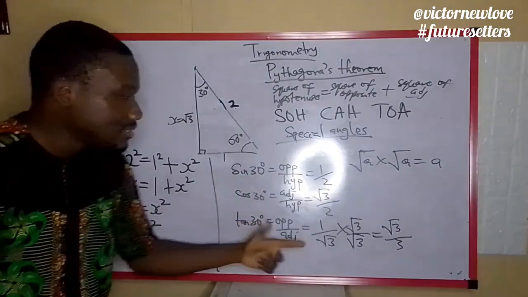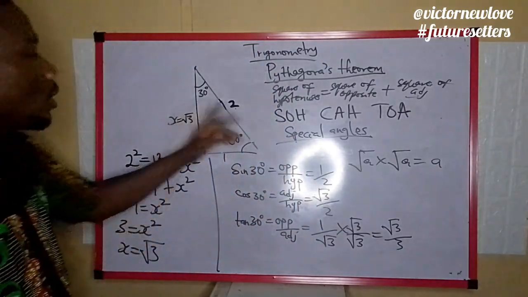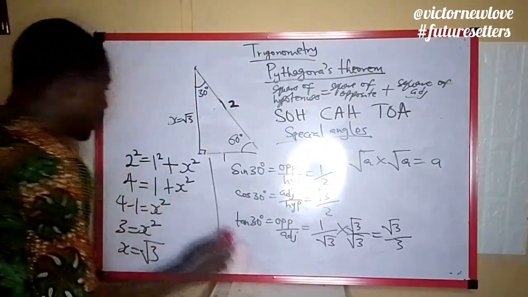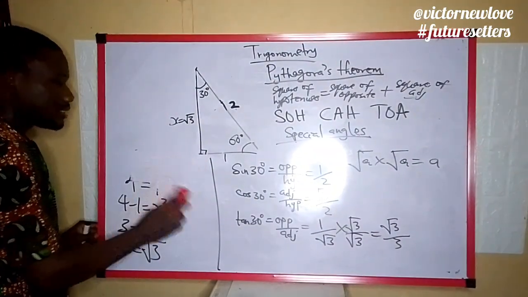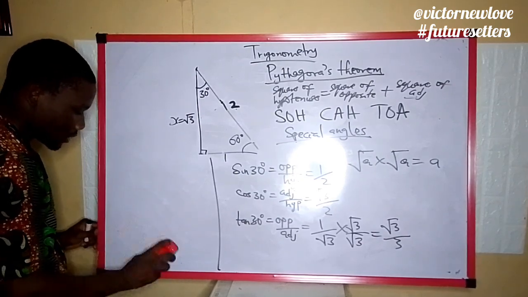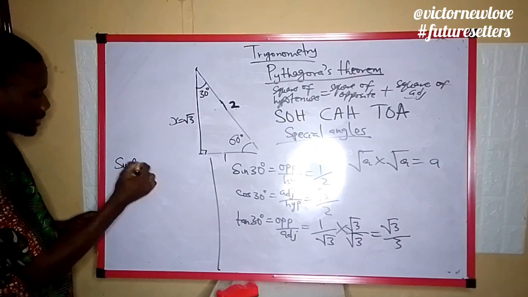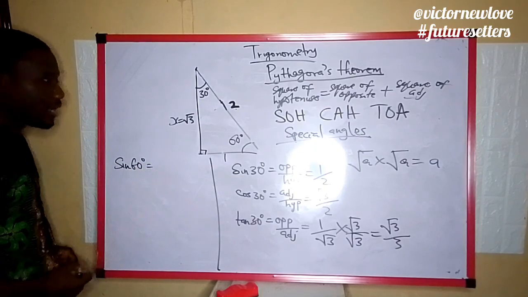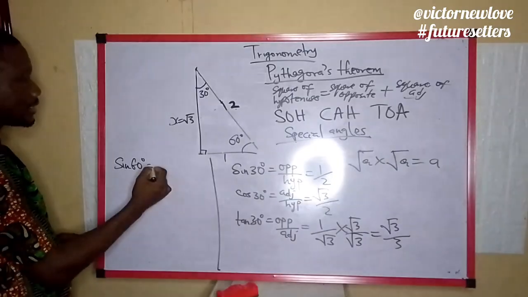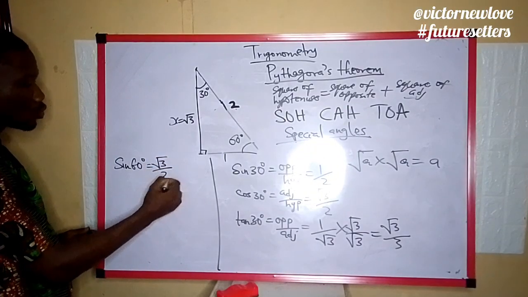Our answer to cos 30 degrees is root 3 over 2. Our answer for sin 30 degrees is 1 over 2. That's the first part. Then we also have sin 60, cos 60, and tan 60. So we are going to work with this right away. For sin 60 degrees, we have opposite over hypotenuse. The opposite is root 3, then hypotenuse is 2.